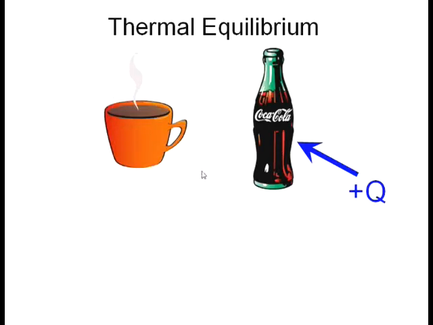Likewise, if we take a cup of coffee and put it out, the coffee is hotter than the air, so this one is going to be giving heat to the atmosphere, or we'll say that heat is removed from the system, and that's why my Q would be negative for the coffee. Now to reach thermal equilibrium, it takes some time for each one of these to become the same temperature as the air. Once the air and the coffee are at the same temperature, we say they are in thermal equilibrium.